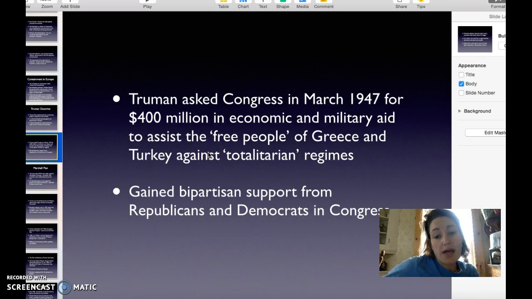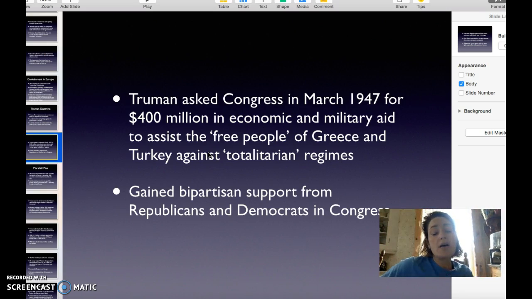Truman turns and asks Congress in March of 1947 for $400 million in economic and military aid to assist the free people of Greece, meaning the people not under communist control, still living in a democracy, and hopefully still wanting to maintain a democracy. So he wanted $400 million to aid these people in Greece and Turkey against these totalitarian regimes.